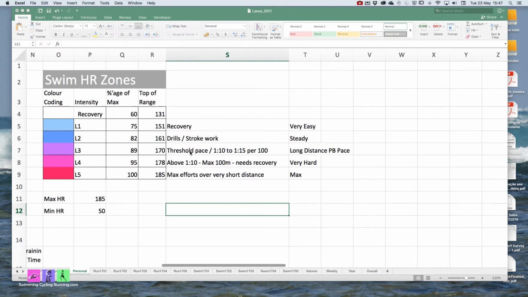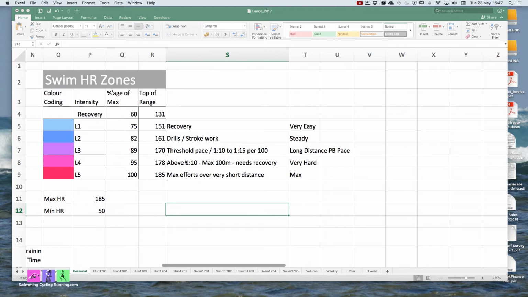Level 3 is your threshold pace. Now for my son, whose chart this is, that would be 110 to 115 per 100 pace. So you can think of it as pace per 100 that you can keep going for a long time. Remember, we're calling this long distance PB pace.